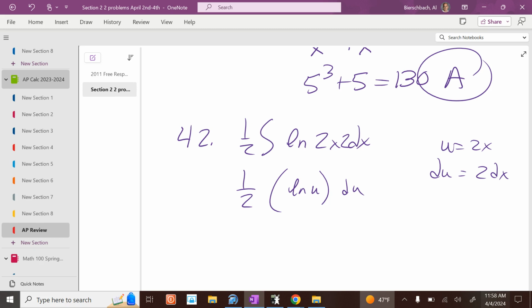Ooh. Because what's the integral of natural log? No. Because the integral of 1 over... Wait. Now I'm confused. I've just totally confused myself. Because the first derivative of a natural log is 1 over x, right? So the integral of 1 over x is a natural log. Yeah. So what's the integral of a natural log?